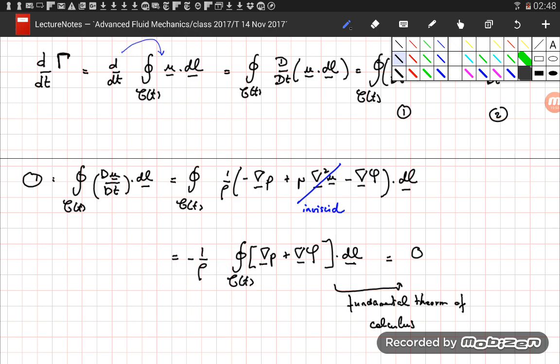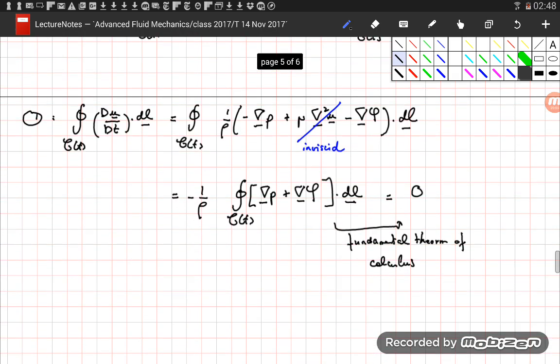Just to remind you what the fundamental theorem of calculus is: if the contour was open, and I was integrating between any point A and B the gradient of p dot dl, that would be equal to the pressure at B minus the pressure at A. But because we are integrating along a closed contour, my point B and my point A are the same. So this is equal to 0.